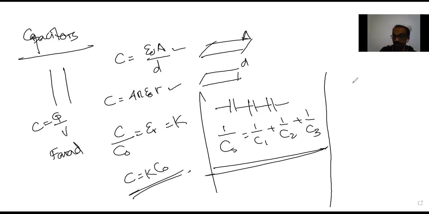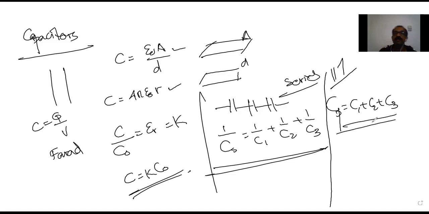1 by CS is equal to 1 by C1 plus 1 by C2 plus 1 by C3. So don't say that CS is equal to that, because that's one of the common mistakes many of you make. So this is in series combination, and in parallel combination, the capacitance can be calculated using C1 plus C2 plus C3 directly. Just add them up. That will be the capacitance.